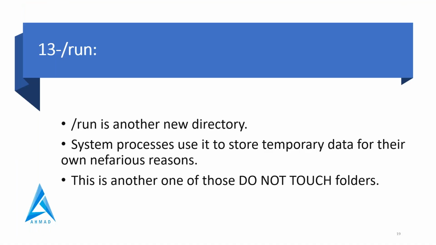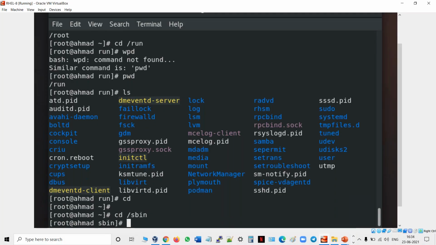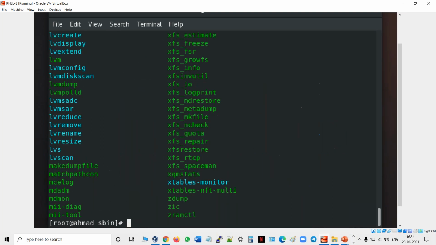I hope my speed or pace is okay. And another directory structure is sbin. This is for system binaries. Like bin, this directory also holds the commands required to boot the system, but which are usually not executed by a normal user. Root or admin user specific commands go here, and just like /bin, /sbin also contains binary executables like iptables, reboot, fdisk, ifconfig, swapon. So these are the required executable binaries. Let me show this /sbin. First I will show pwd, then ls. So these are the things stored here.